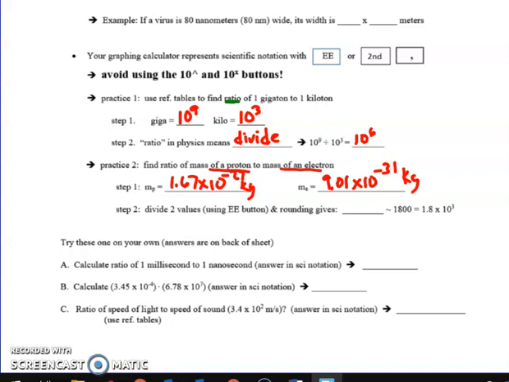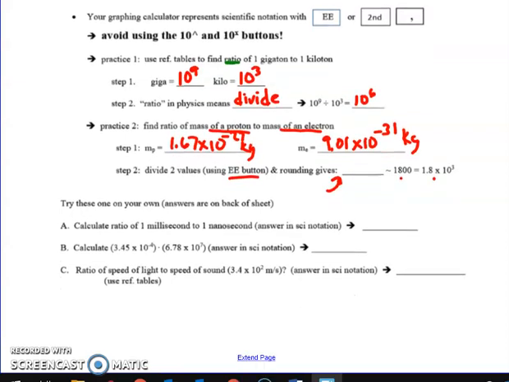So what I want you to do is type these two numbers into your calculator using the EE button and come up with an answer, okay? An exact answer that you put into here, and then all I did was round it. I rounded to 1800, which I then translated to scientific notation of 1.8 times 10 to the 3. Okay, so do that and make sure you can get that right using the EE button. I'm not going to give you the exact answer, but you should.